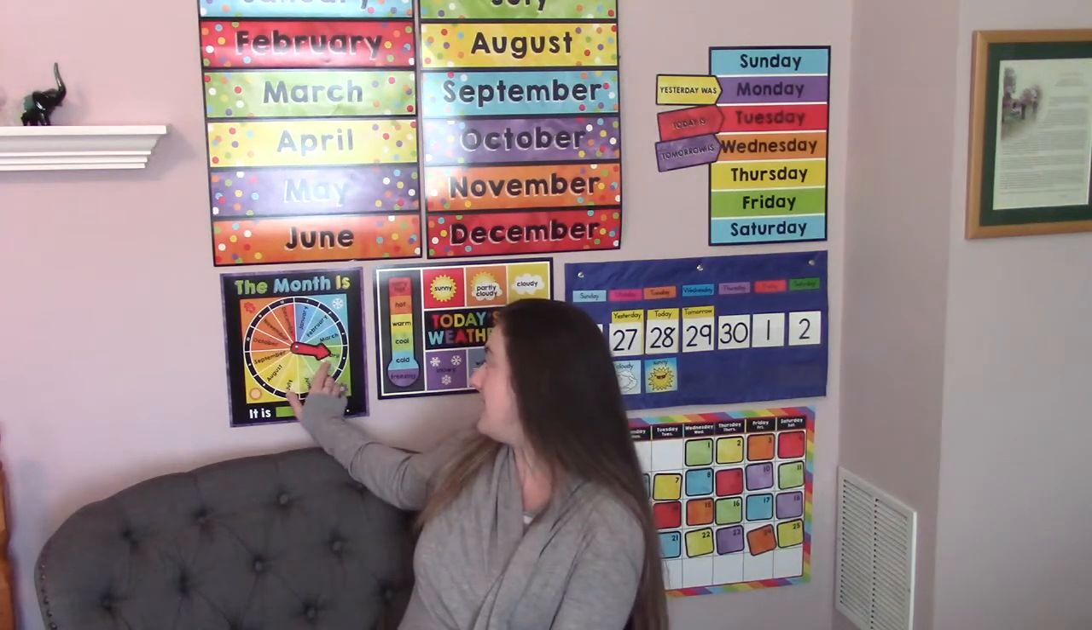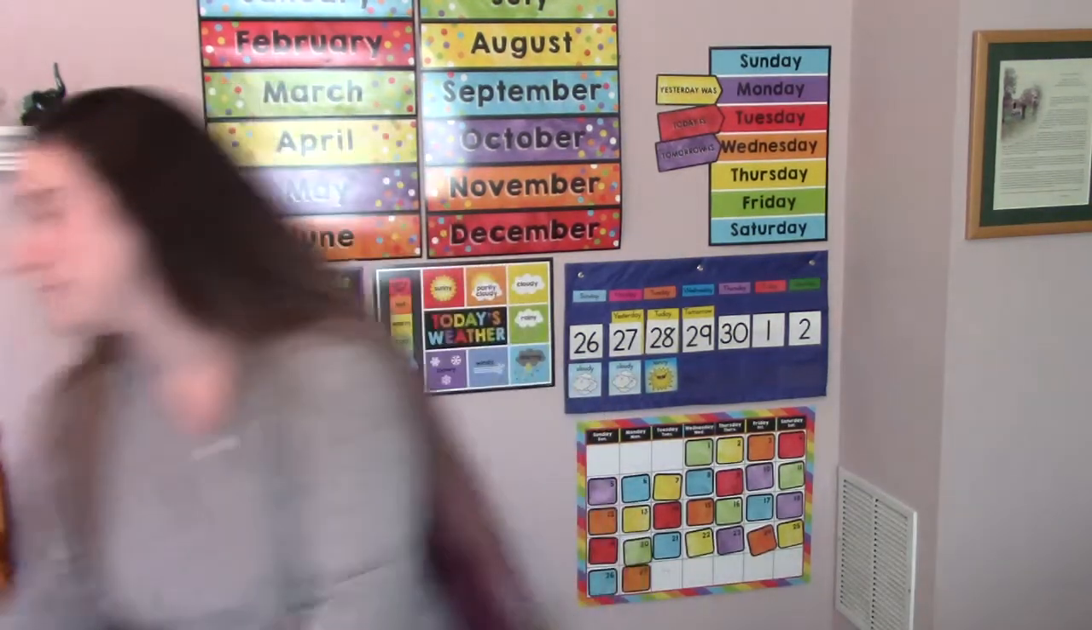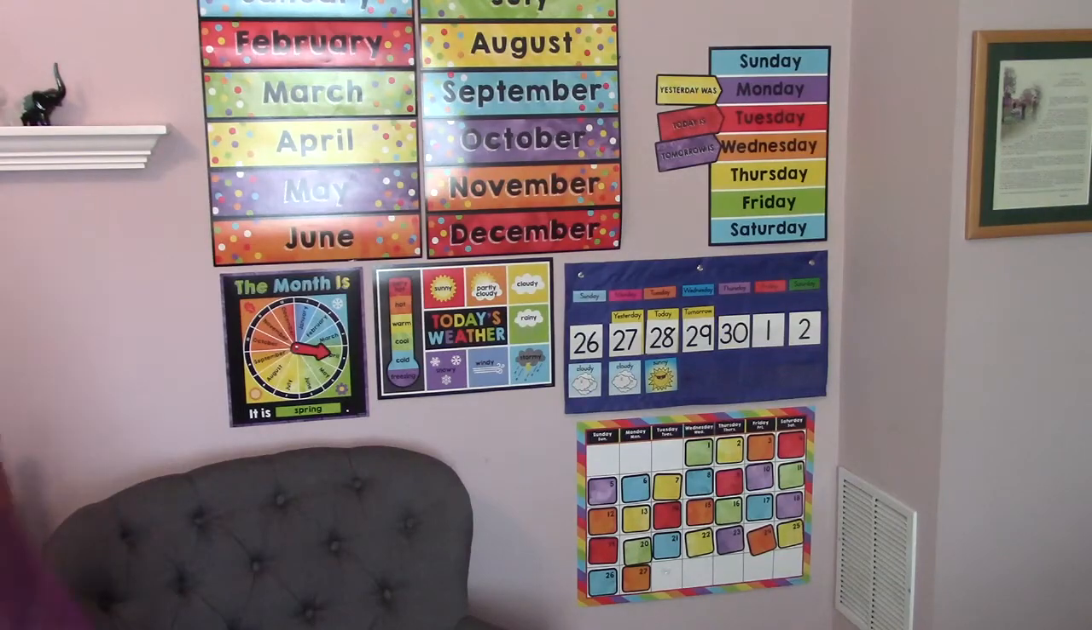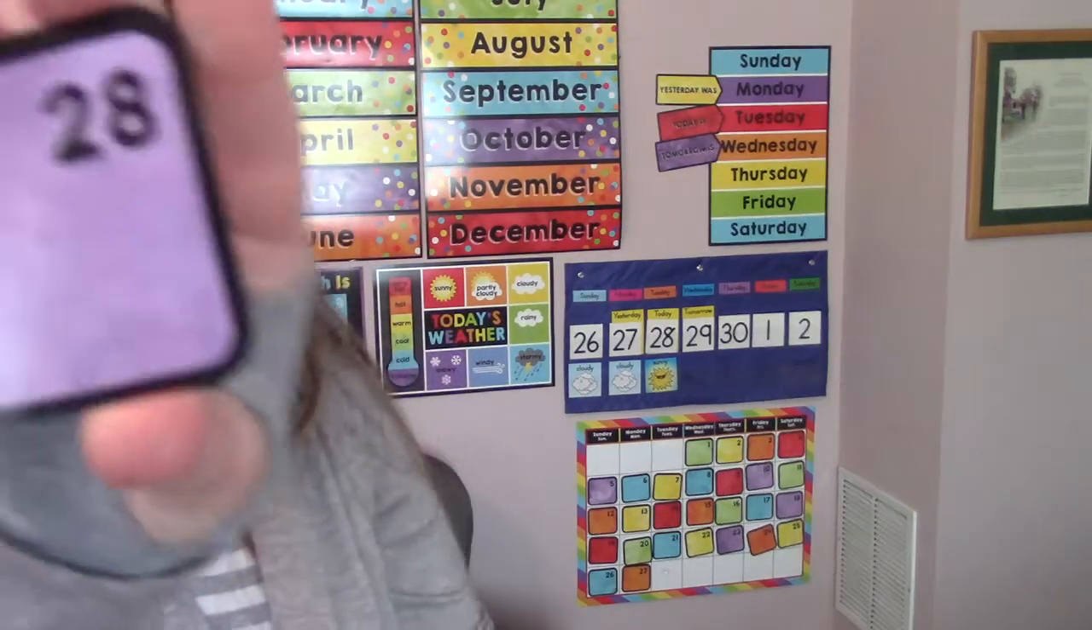There are 12 months in the year. January, February, March and April, May and June, July and August, September, October to November, December. There are 12 months in the year. What month is it? It is April. Today is April 28th.